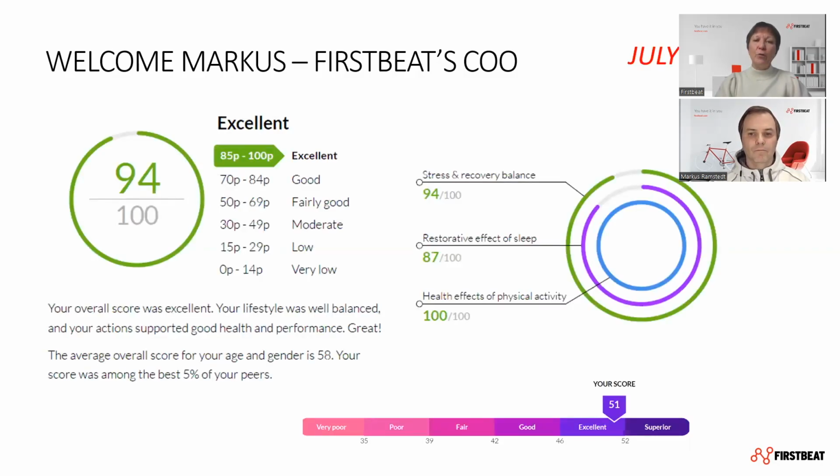Obviously a really good result. His fitness level is very good for his age, and all three core areas of the Firstbeat Life measurement, the physical activity points, sleep points, and stress and recovery balance, were all very good. So the overall score of 94 is influenced by these three sub-scores. Everything looks good.